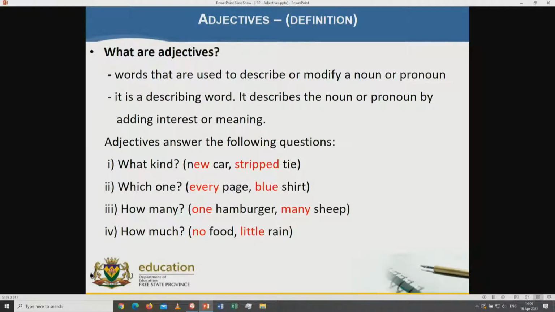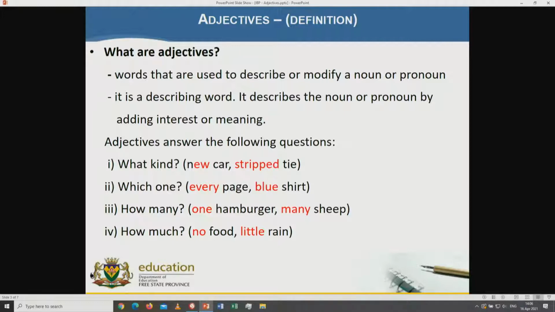What are adjectives? Adjectives are words used to describe or modify a noun or a pronoun. In other words, where we underlined a word as an adjective in our text, we need to attach the word that we underlined to a noun. Which noun does that adjective modify? Or which noun does that adjective describe? Because we are told here, an adjective is a word that is used to describe or modify a noun.